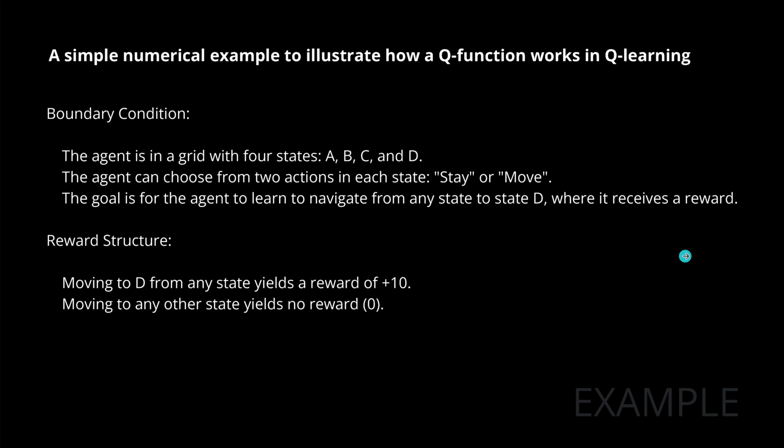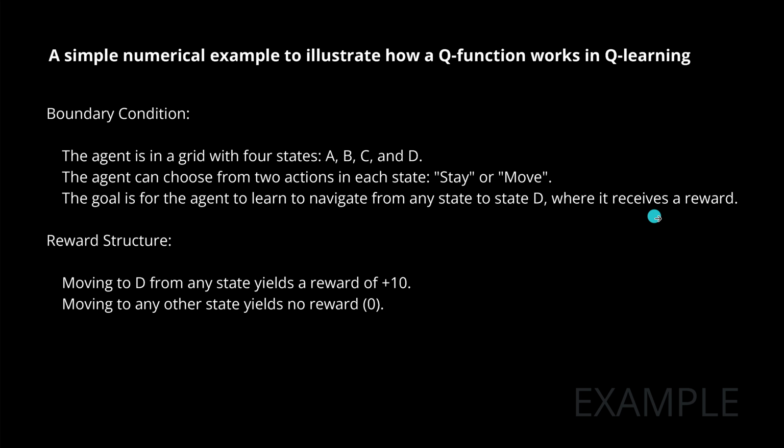Beautiful. The simplest example I can think of: an agent is in a grid with 4 states, A, B, C, D. And the agent can choose now. The agent has 2 actions in each state. You can stay or you can move. The simplest chess game you can imagine. And the goal for the agent is to learn to navigate from any state to a particular state, let's call it D, where the agent will receive the gold medal, a reward for its actions.